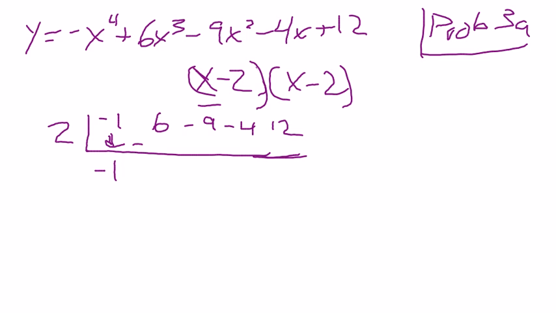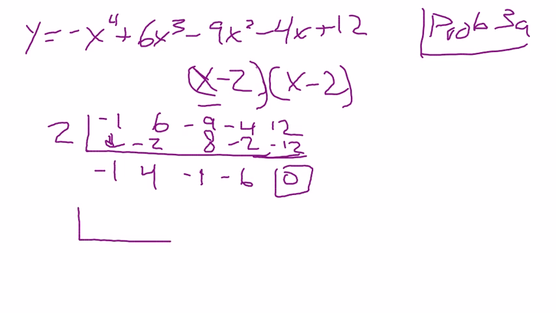2 times negative 1 is negative 2. 6 plus negative 2 is 4. 2 times 4 is 8. Negative 9 plus 8 is negative 1. 2 times negative 1 is negative 2. Negative 4 plus negative 2 is negative 6. 2 times negative 6 is negative 12, which makes us happy because that means we get a remainder of 0.